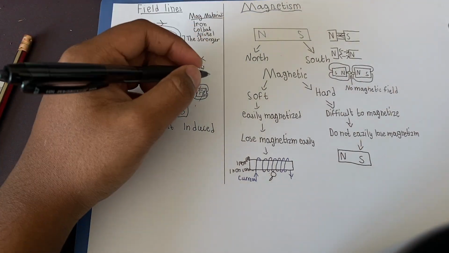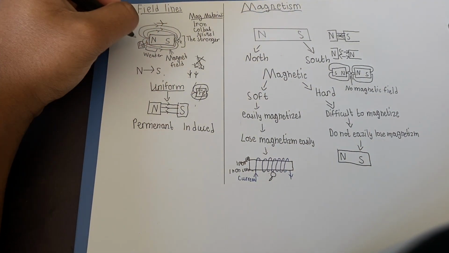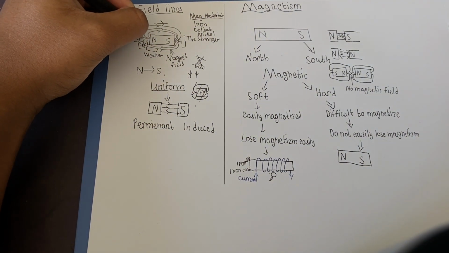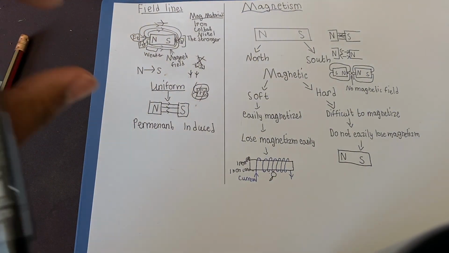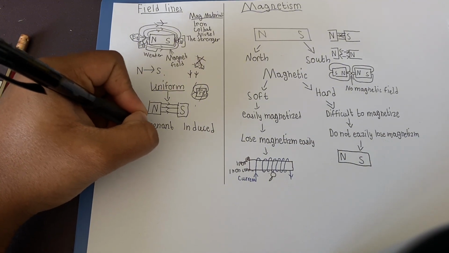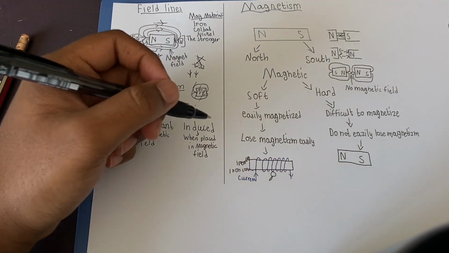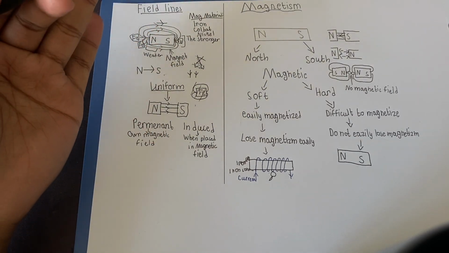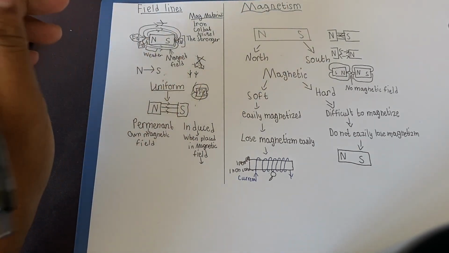The thing about magnetic material is that no matter which pole, if I place Fe over here or Fe over here, it will still always get attracted. The poles don't matter to it. Permanent and induced magnetism. Permanent magnets always have their own magnetic field produced. When a magnetic material is placed in a magnetic field, the material can temporarily be turned into a magnet. This is called an induced magnet.